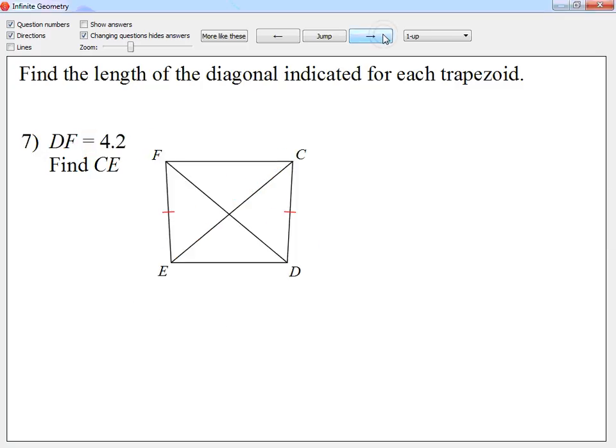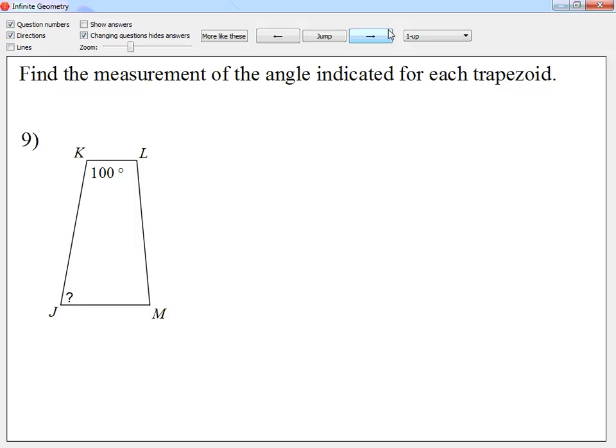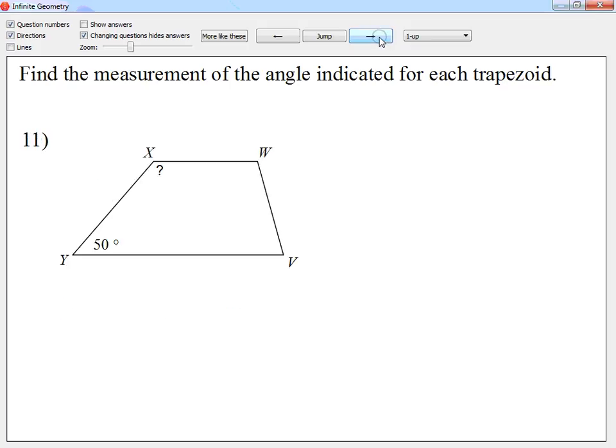Now let's take a look at question number 9. Find the measure of the angle indicated for each trapezoid. I encourage you to always read the instructions. We have a trapezoid, so K and J have to add up to 180. How big is J? 80. I think that was easy.